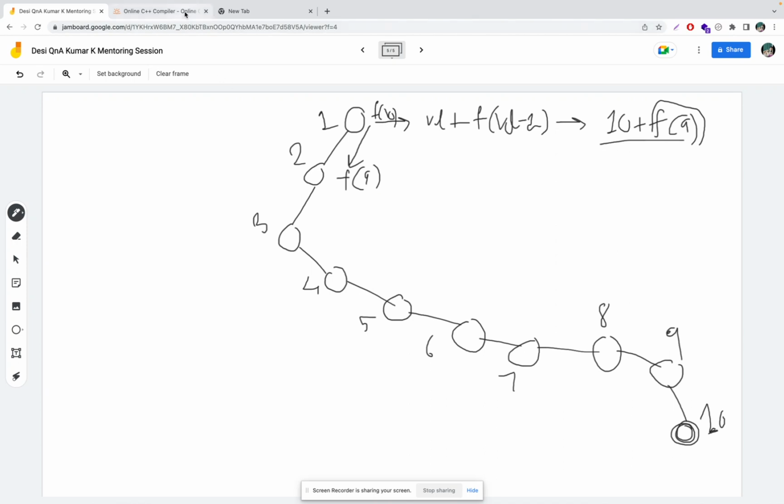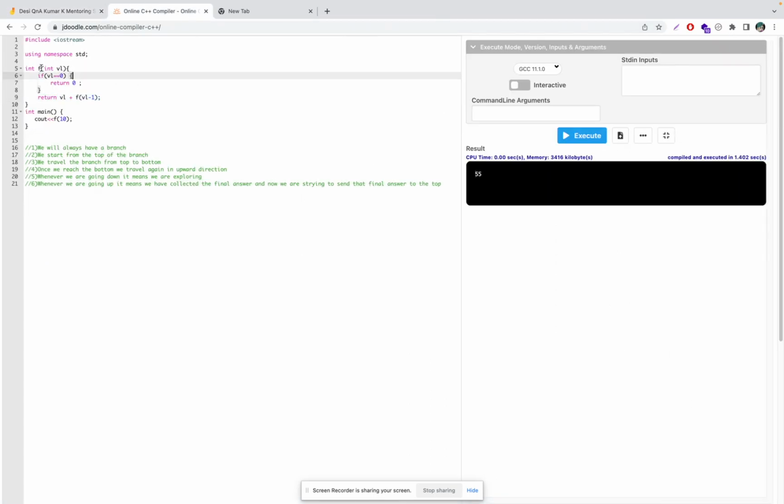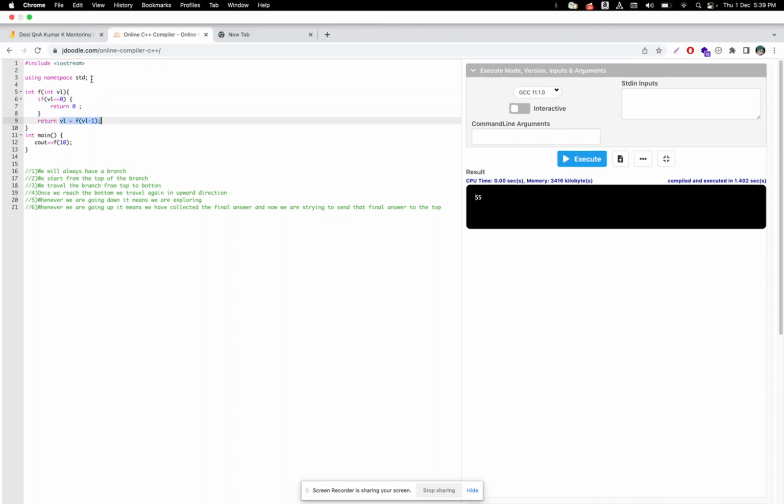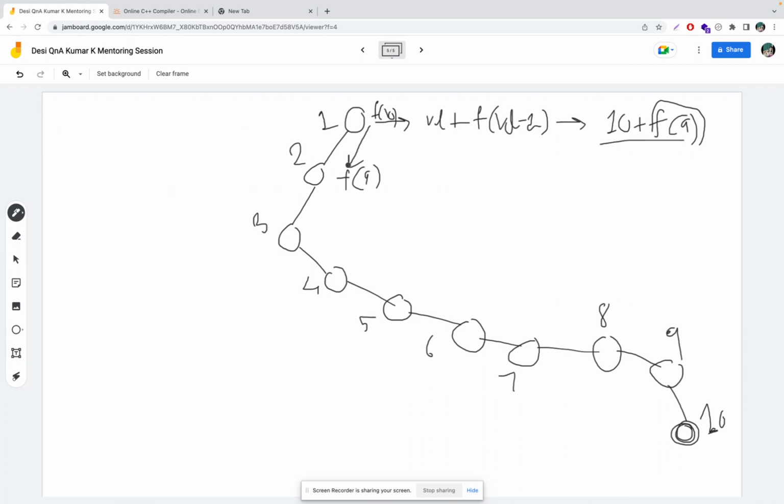So what will be the value of f of 9? For f of 9, again the program comes here. Vl equal to 0? No, it is not 0, we will ignore it. And again we are returning vl plus f of vl minus 1. So f of 9, the value at this node, will be 9 plus f of 8.